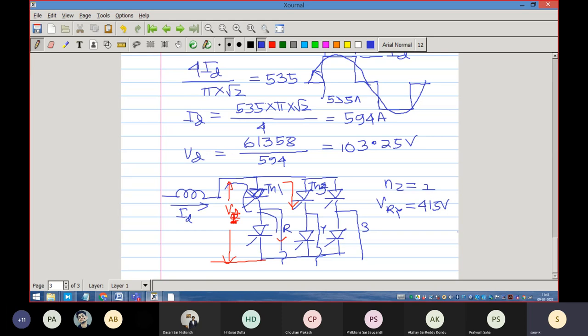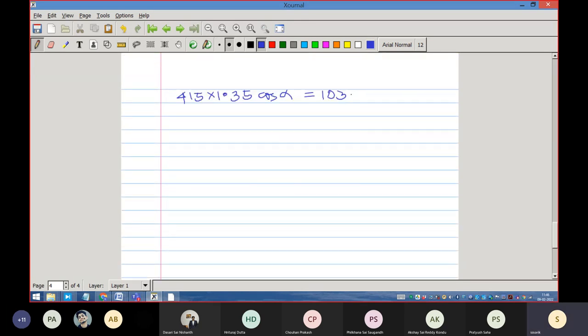And we know the relationship between VI and VRY in a three-phase thyristor controlled bridge. The relationship doesn't depend on the direction of current. It depends on the conduction duration, because that is what decides the linkage between the line-to-line AC voltage and the DC bus voltage. That relationship we already know. So 415 volt into 1.35 into cos alpha must be equal to 103.25 volts.